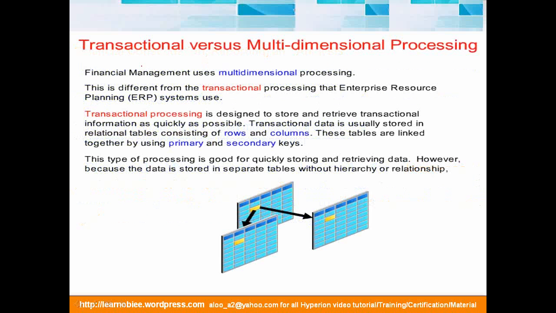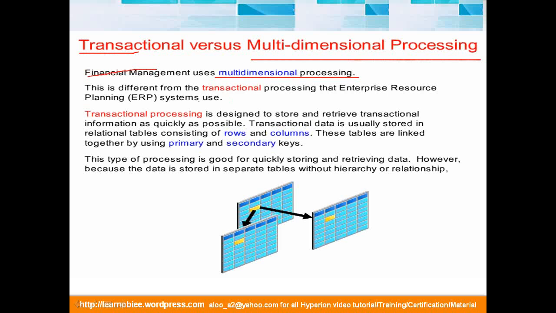Whereas in transactional processing, this slide shows the big picture difference between your transactional model and multidimensional processing. Transactional versus multidimensional processing. Financial Management uses multidimensional processing. That's where the beauty lies, and this differentiates HFM from other financial consolidation tools. We are making use of multidimensional features, and in addition to this, we are using financial management features. So that's what makes a good combination.